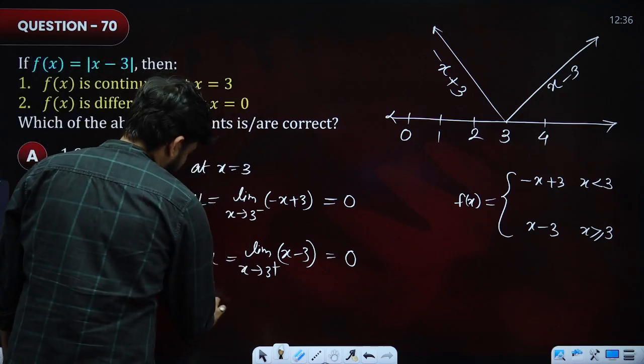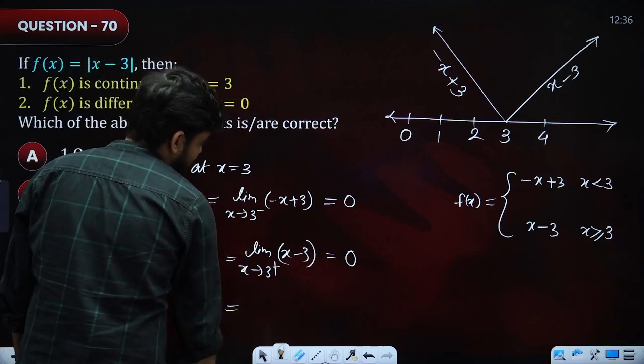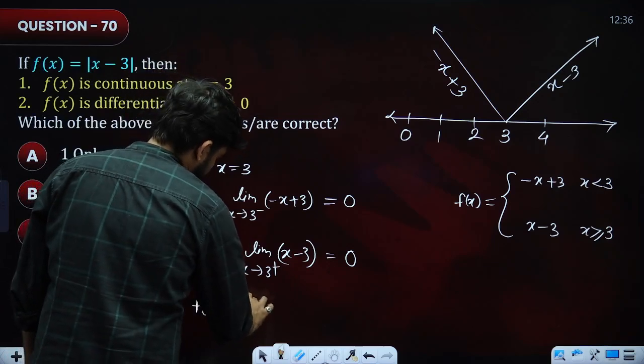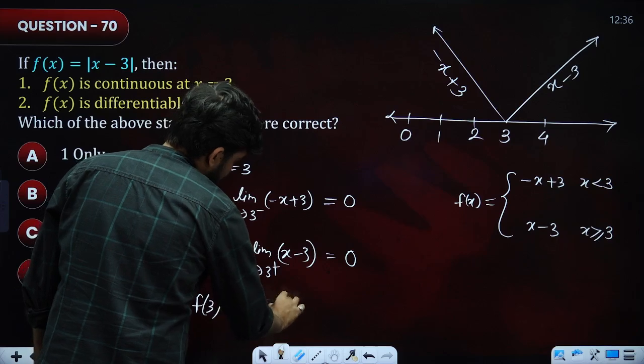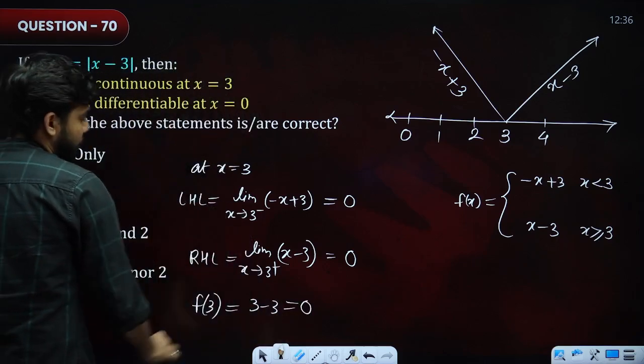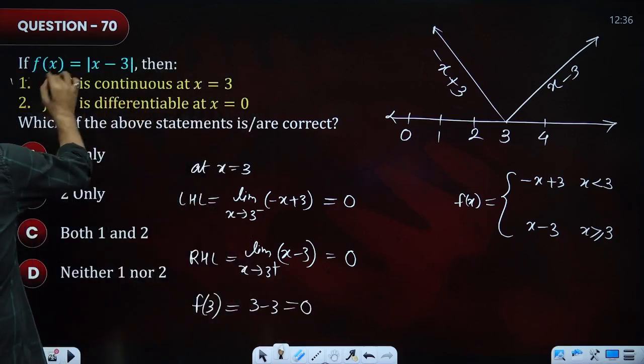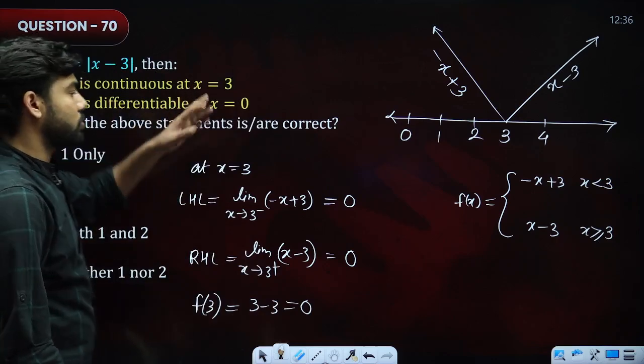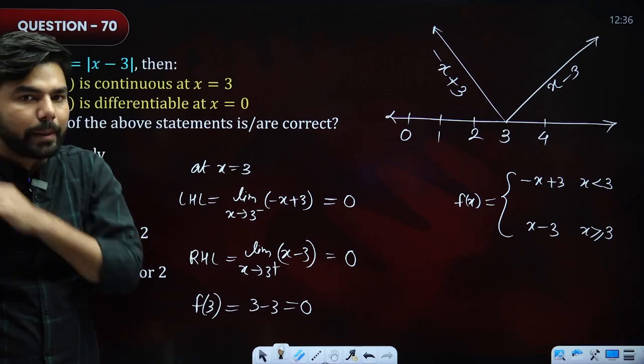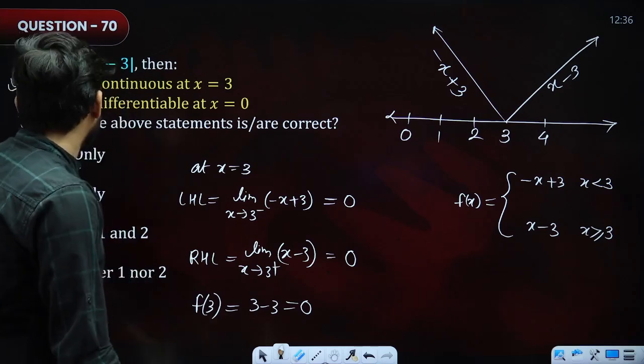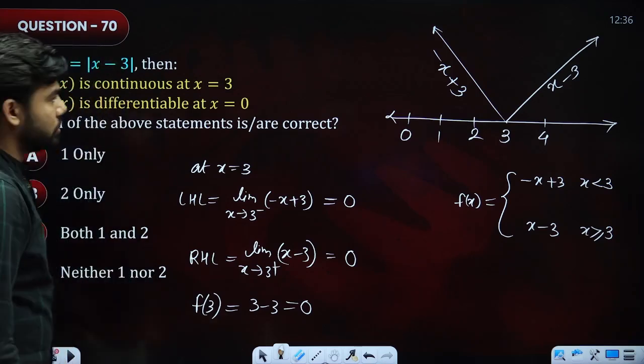Okay, talk about f of 3. If I put 3 over here, for f of 3, it is 3 minus 3, which is equal to 0. Therefore, it is continuous at x equals 3 for sure. Okay, let's talk about whether it is differentiable at x equals 0.